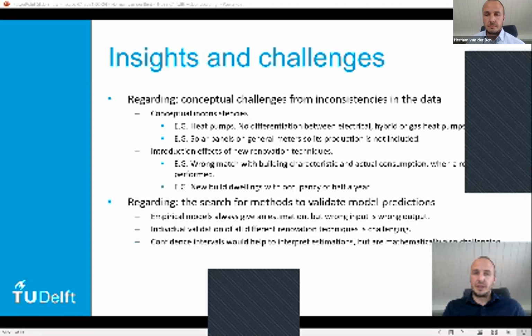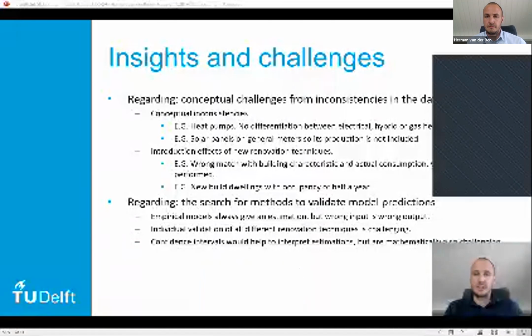Then we also have some introduction effects of new renovation techniques. So there can be a wrong match with building characteristics in the dataset and the actual consumption when renovation is performed halfway in a year. So you need to be aware of that and also screen your data for that.